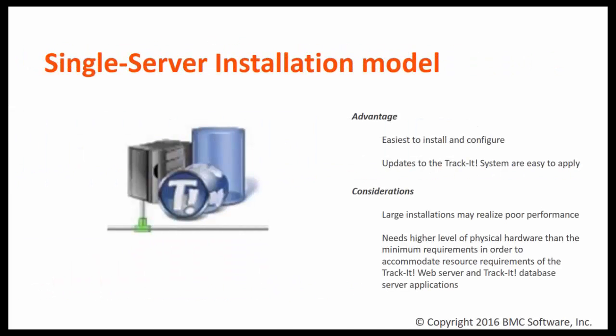Now this is the single server installation model where the Trackit web, Trackit application and the Trackit database are all installed on a single server. The advantage of this model would be that it's very easy to install and configure, and the updates to the Trackit system are easily applied. Now your considerations would be that large installations or large companies may realize a poor performance with this model, and you also will require a high level of physical hardware as compared to what's given in the minimum requirements to install this model, because you will require a higher hardware for the Trackit web and the Trackit database.